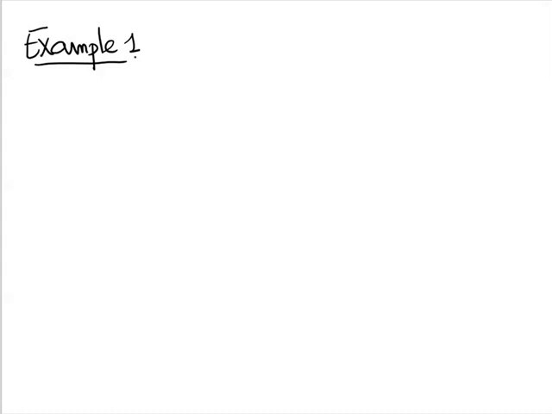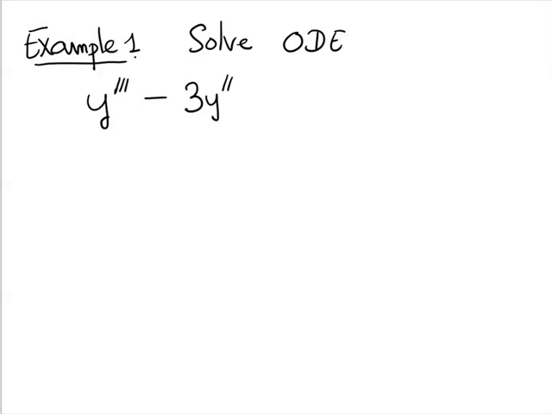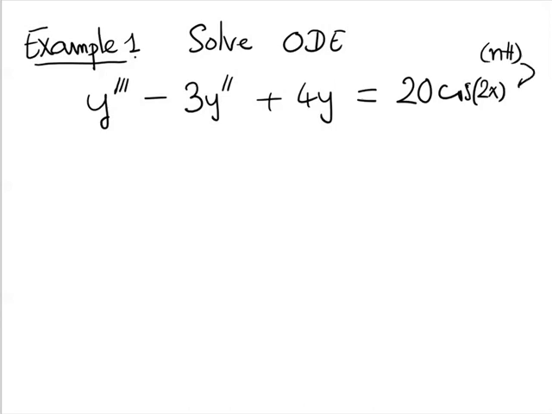Example 1, we want to solve the following ODE: y triple prime minus 3 y double prime plus 4y equals 20 cosine of 2x. So as usual, this is the non-homogeneous equation.